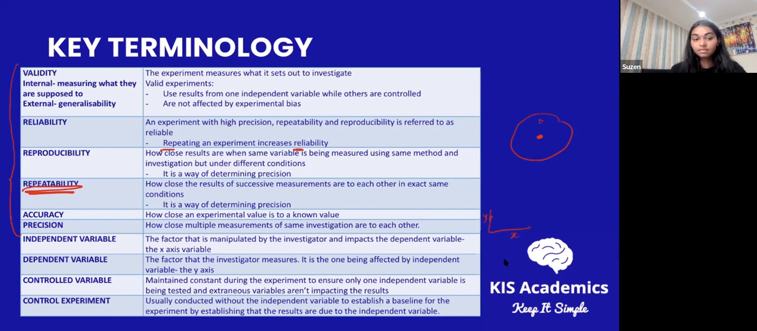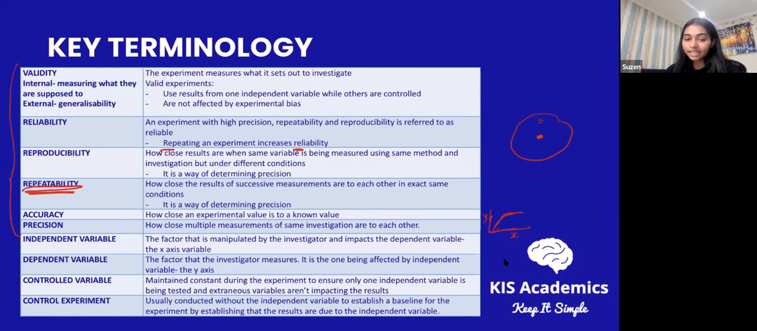So independent could be, let's say, different concentrations of a particular enzyme, and dependent could be rates of reaction. If you're plotting that, as you're increasing the concentration of the enzyme, your rate of reaction is increasing. The graph would look something like that.